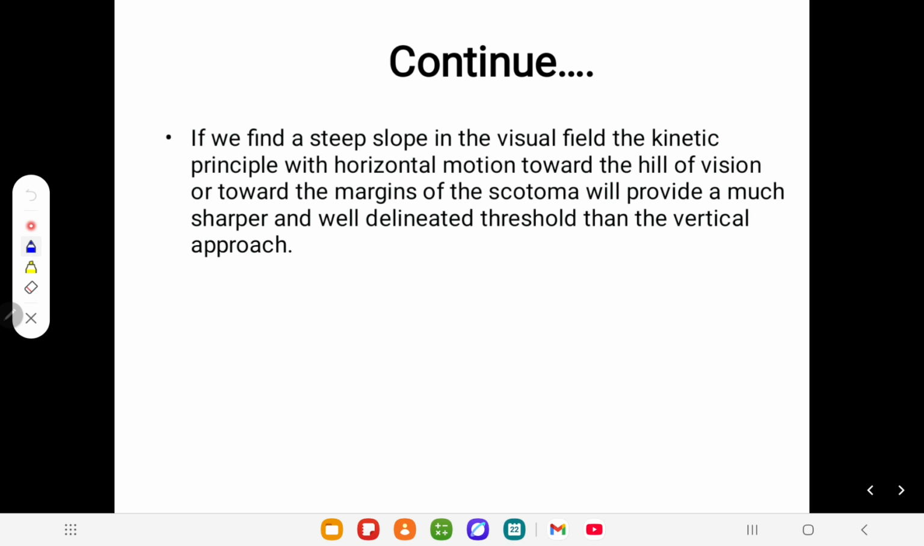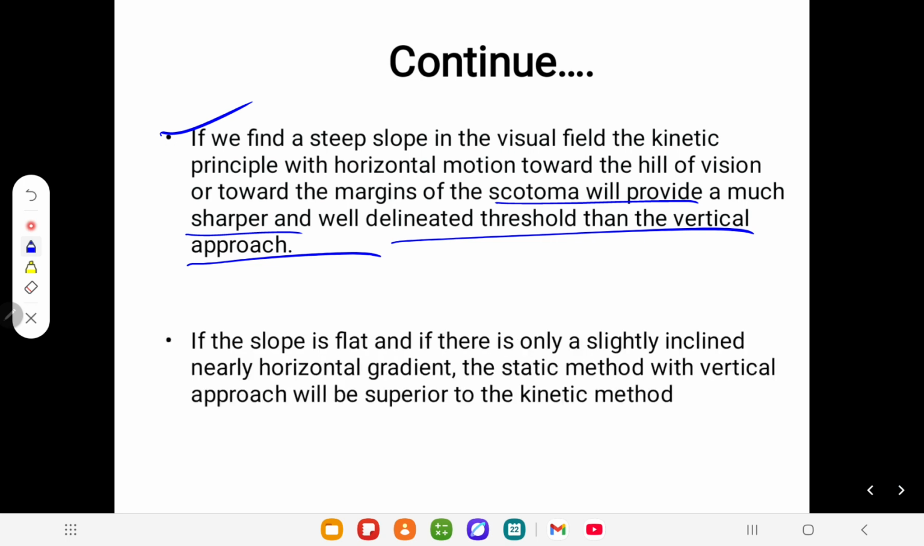Okay, continuing, if we find a steep slope in the visual field, the kinetic principle with a horizontal motion toward the hills or towards the margin of the scotoma will provide a much sharper and better-defined threshold than a vertical approach. So it's very important. If you have a steep slope of the visual field, a particular defect in the visual field, then kinetic would be better. But if the slope is flat, if there is only a slightly inclined horizontal gradient, meaning a slight defect, then the static method of a vertical approach is superior to the kinetic method.